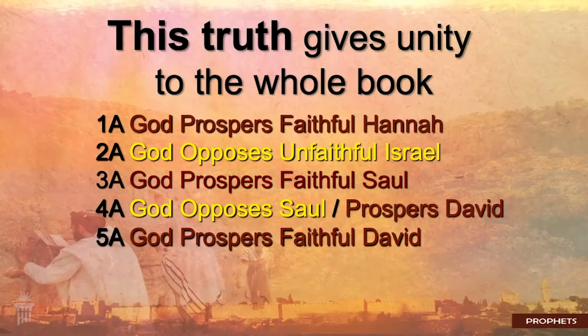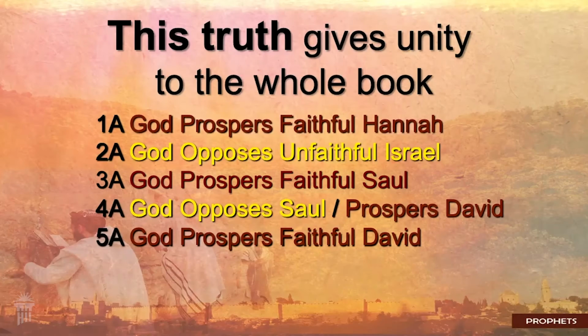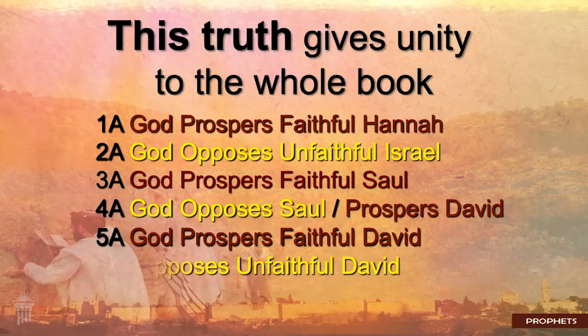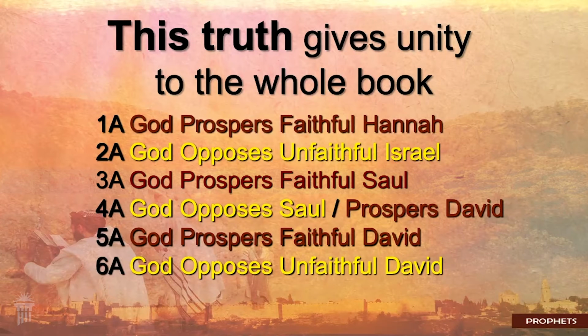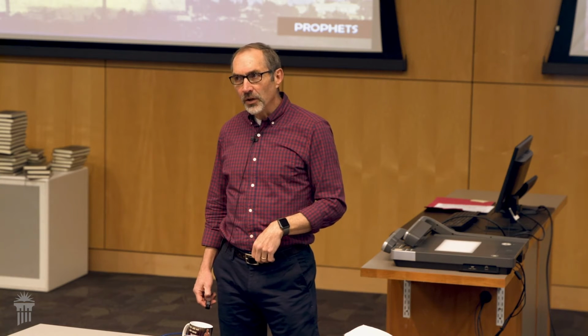And then we keep reading here, and we find God prospers faithful David under 5a, and we say, see, there it is. That's the essence. David's the hero. We like him. Good stories. Kill those giants. Good stuff. And then we neglect, or we're surprised when we read 6a, God opposes unfaithful David. And yet, if we're going to be true to what Hannah says here, we're going to have to read all these stories and understand them according to the statement she's trying to make, according to the teaching which God is trying to give.